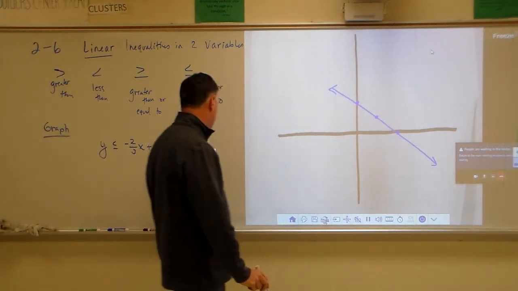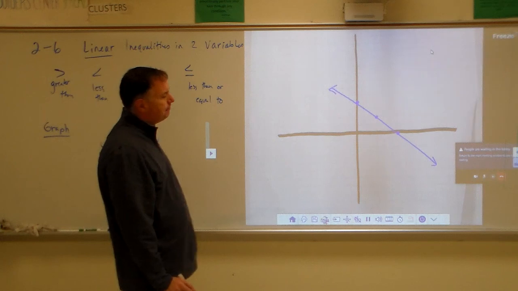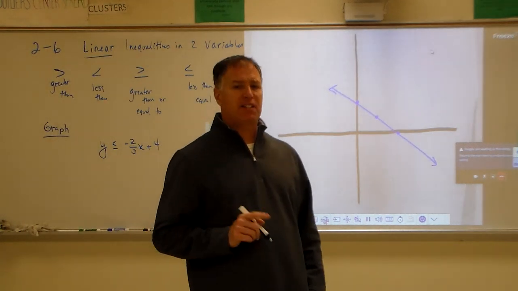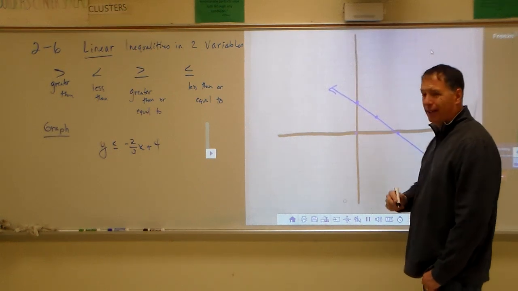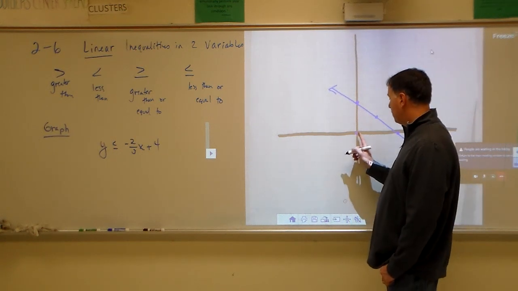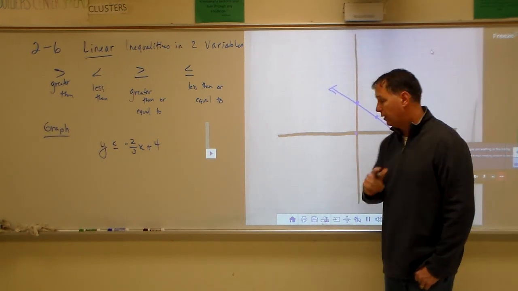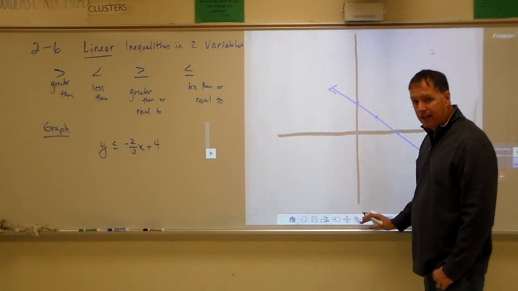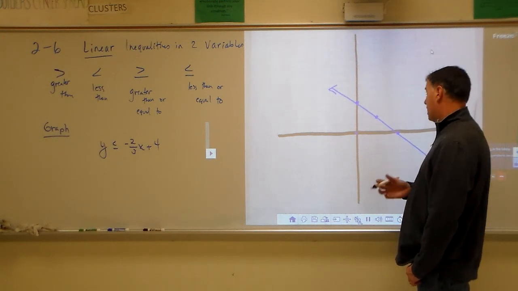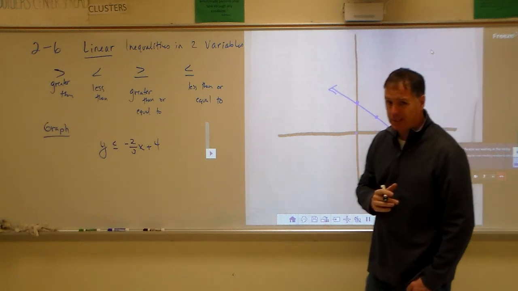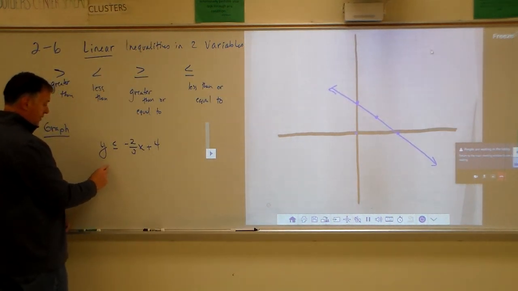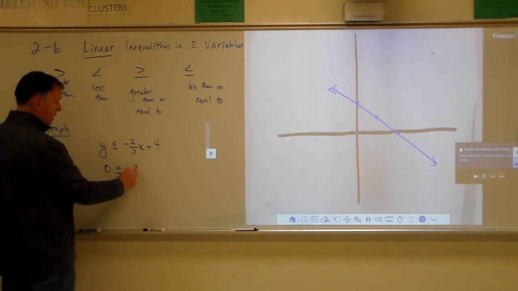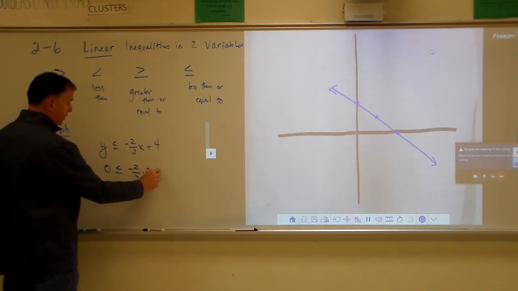And now, for this one, I think the easiest point to pick is 0, 0, because it makes your math the easiest. So let's plug 0, 0 in and see. If I plug in 0, 0, and it is a solution, then I shade this side of my line. If I plug in 0, 0, and it's not a solution, I have to shade the opposite side of my line. Let's look. Is 0 less than or equal to -2/3 times 0 plus 4?